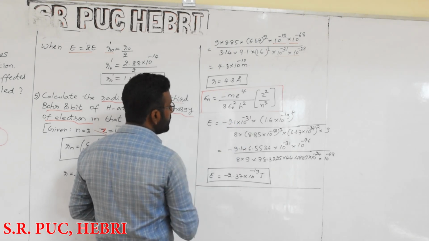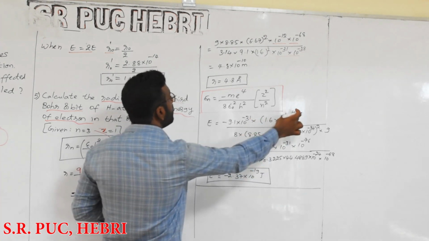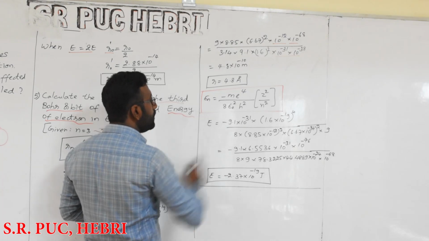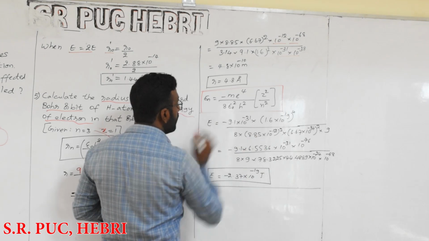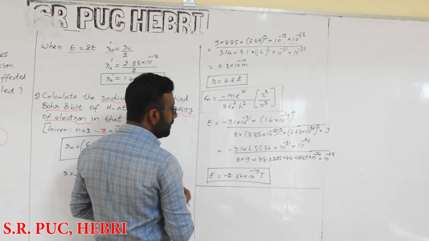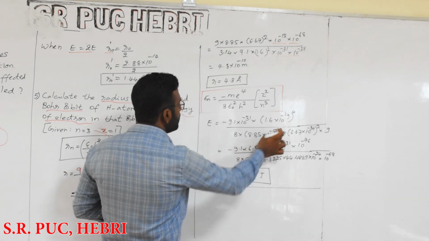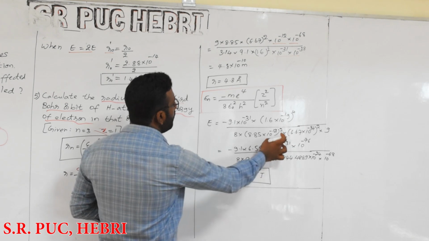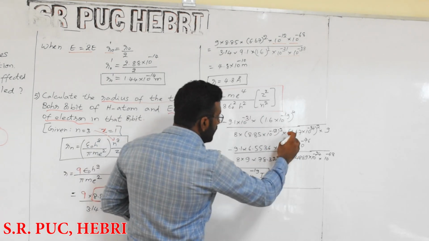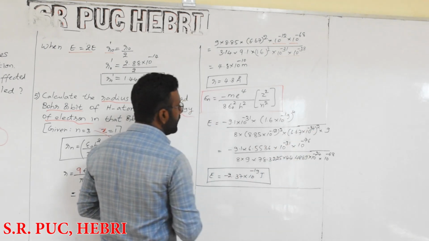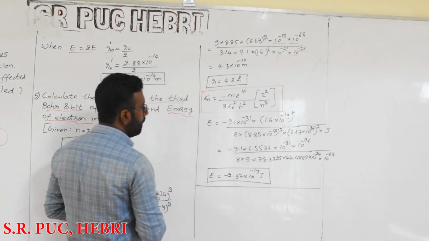9.1 into 10 to the power minus 31 multiplied by 1.6 into 10 to the power minus 19 to the power 4. Here Z is 1, so it is neglected, divided by 8 into epsilon naught. Given the value of permittivity of free space, you have to substitute it over here, then square that. Again multiplied with Planck's constant, 6.67 into 10 to the power minus 34, squared. Then n square, it is written over here, 9.